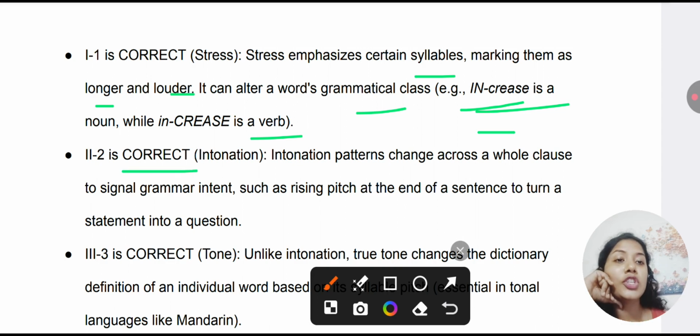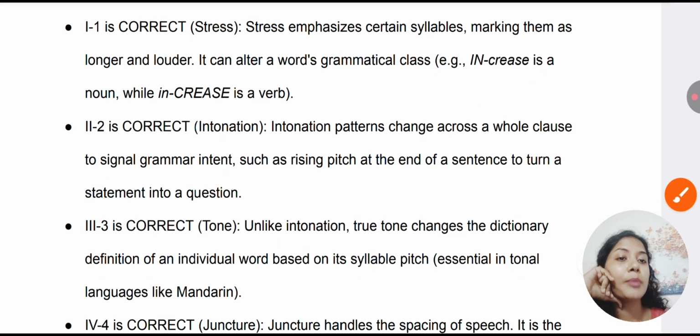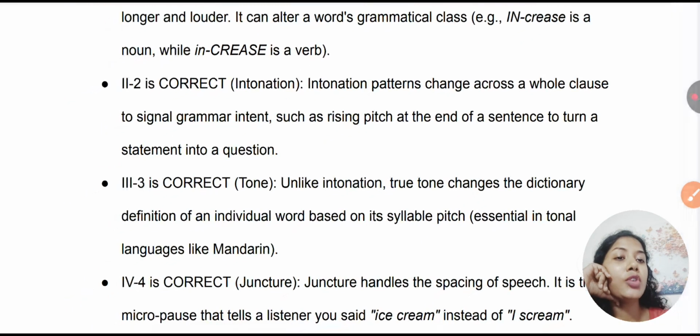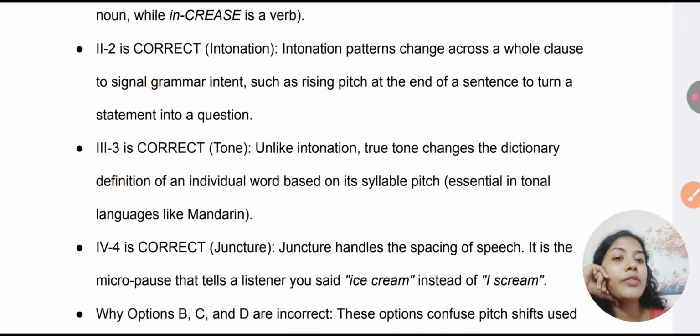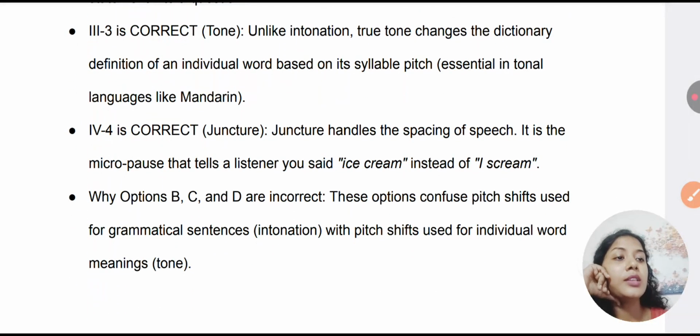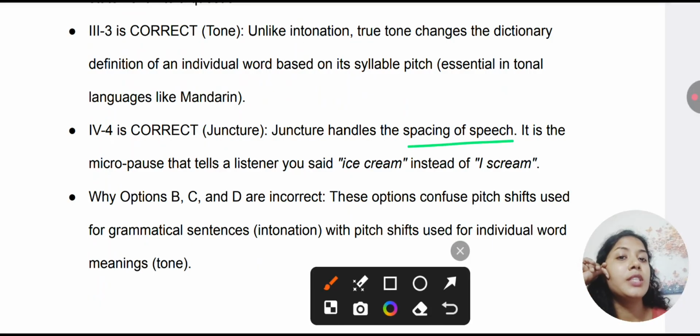Second is intonation: pattern changes across a whole clause signal grammar. जैसे आपको बताया, rising pitch, going high and low, the sound of speech. Tone, unlike intonation, true tone changes the dictionary definition of an individual word based on its syllable pitch. Juncture handles the spacing of speech. It is the micro pause that tells a listener you said ice cream instead of I scream.